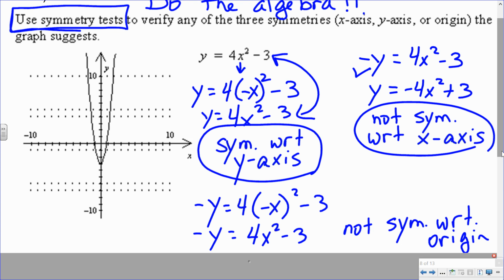Questions with that one? Yeah. You have to do all three one way or another.